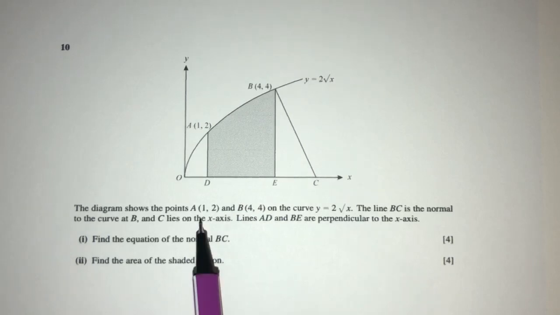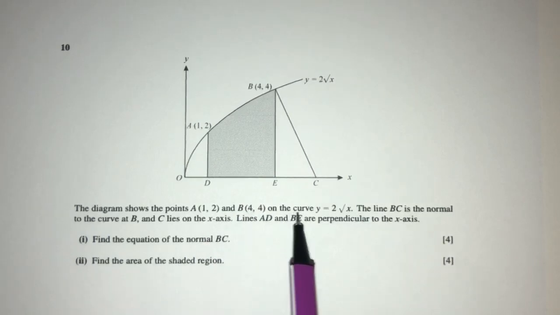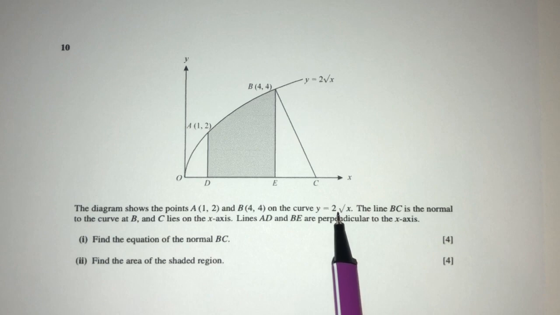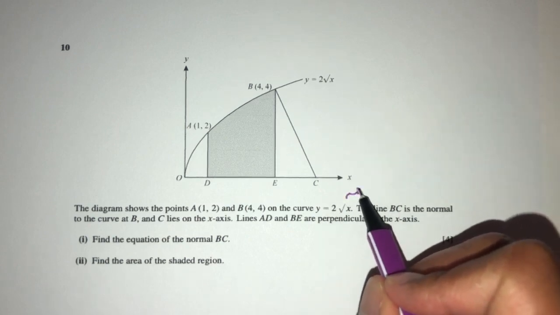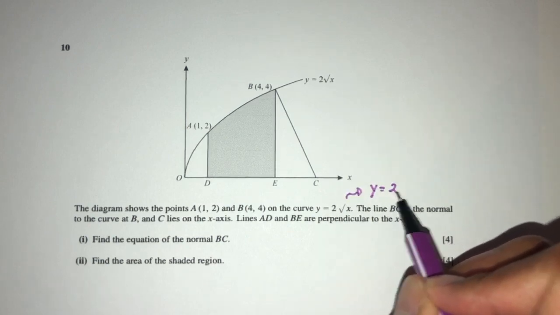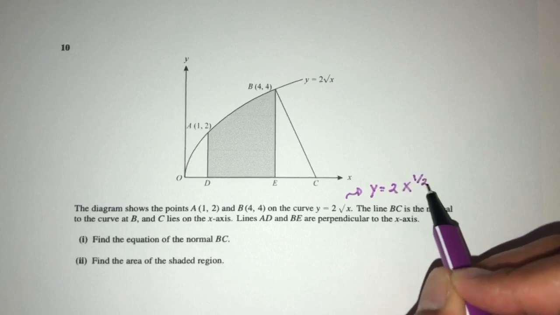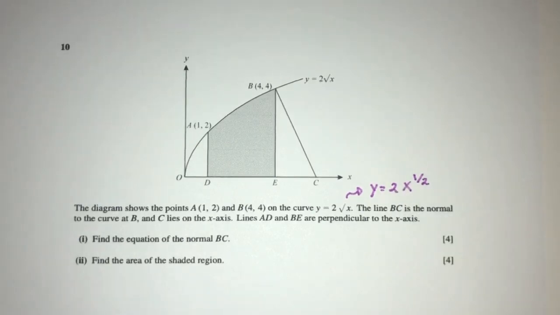The diagram shows the points A, B on the curve y equals 2 root of x. The first thing is let's write this again as 2 x to the power half, because it will be much simpler to work with the powers than the square root symbol.